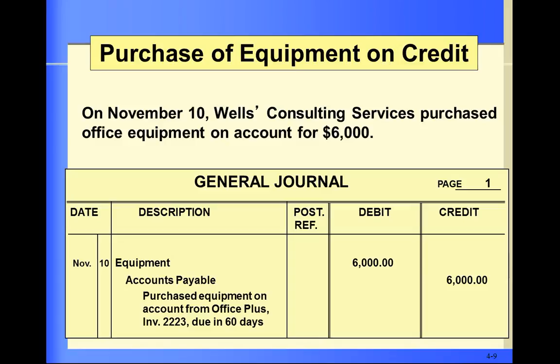All right, our next transaction, November 10th, the Wells Consulting Services purchased equipment, but this time they purchased it on account, meaning we're going to have a liability involved. So we have a $6,000 debit to the equipment account, and then this time we have a $6,000 credit to our accounts payable account. We have a creditor who has extended credit to us and allowed us to buy this on account, and we're going to now put in the details in the memo about who we purchased that from, what invoice they gave us, and when the payment is due.